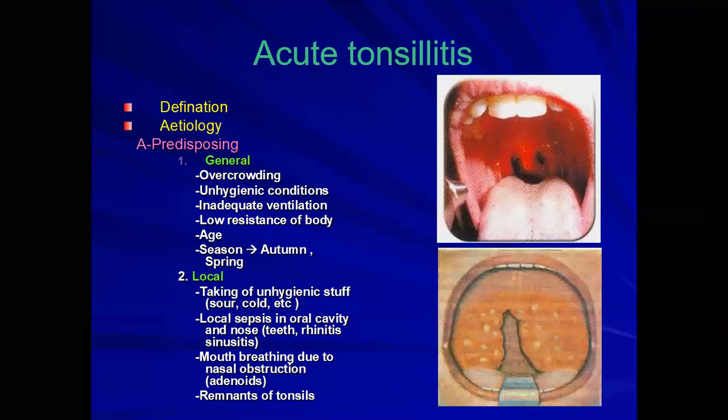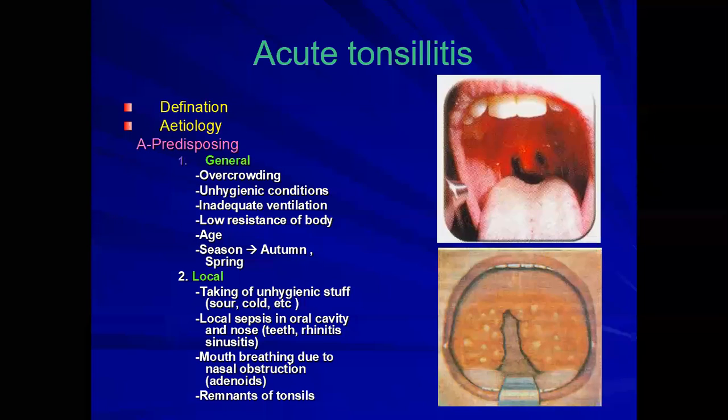Now we come to our proper topic. This is your information about the anatomy, and now we are going to a disease. The name of the disease is acute tonsillitis. Simply, the definition is an inflammation of the tonsil or lymphoid tissue. Inflammation of the palatine tonsil is called acute tonsillitis.